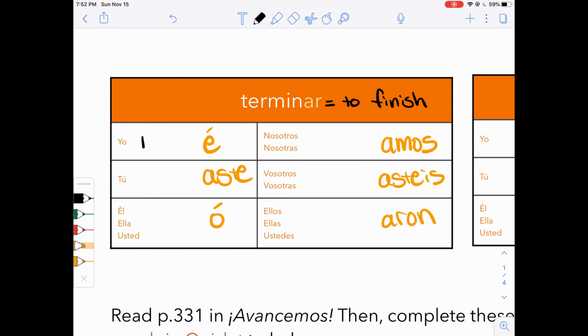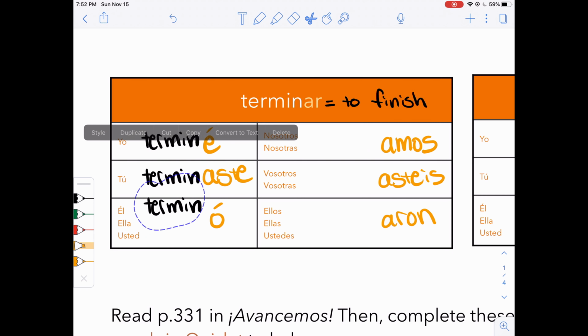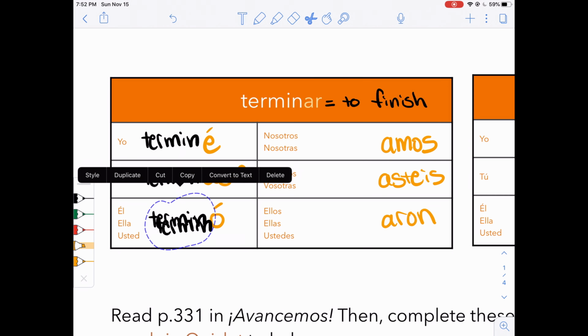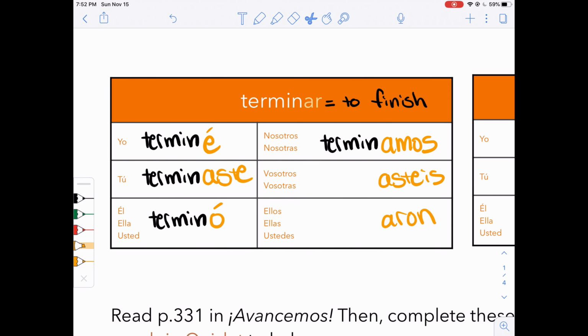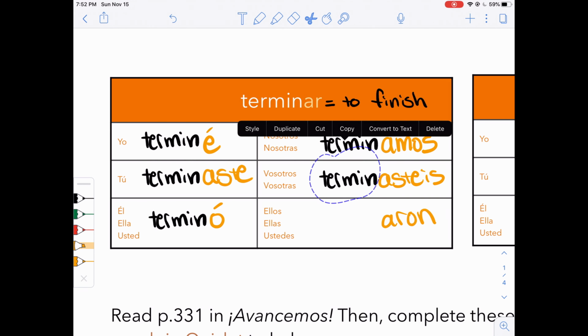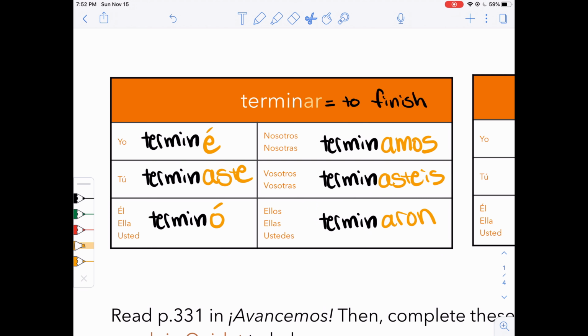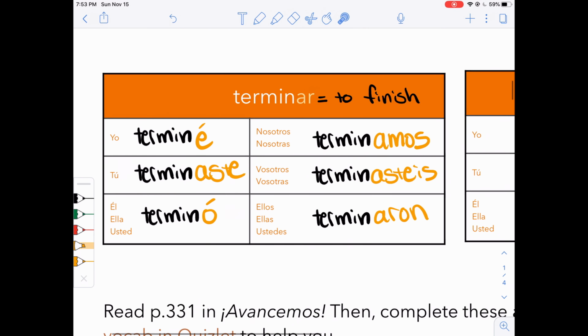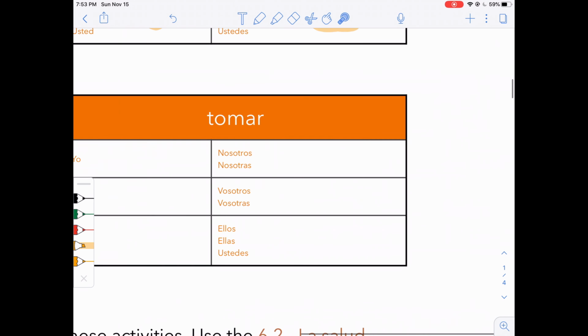So I finished is yo terminé. You finished, tú terminaste. Él terminó. Nosotros, we finished, nosotros terminamos. Y'all finished, vosotros terminasteis, and they finished, ellos terminaron. So nosotros terminamos con esa tabla. We finished this table. Ta-da!